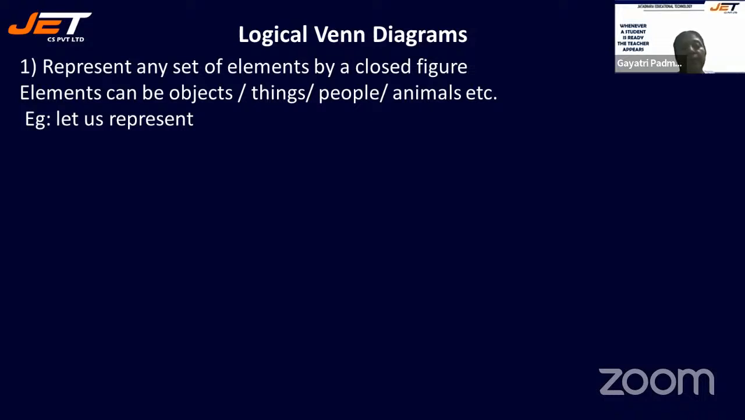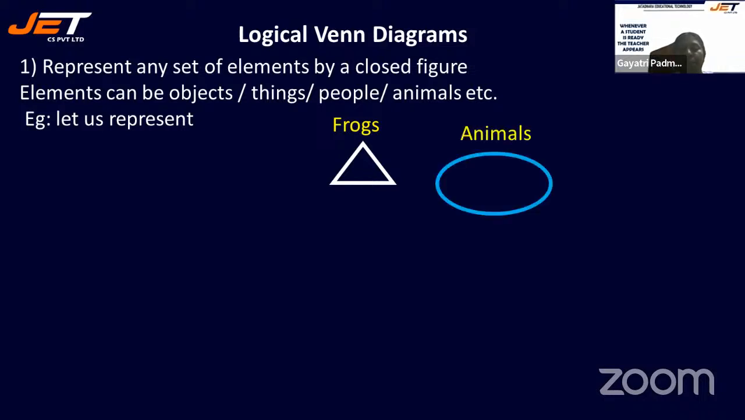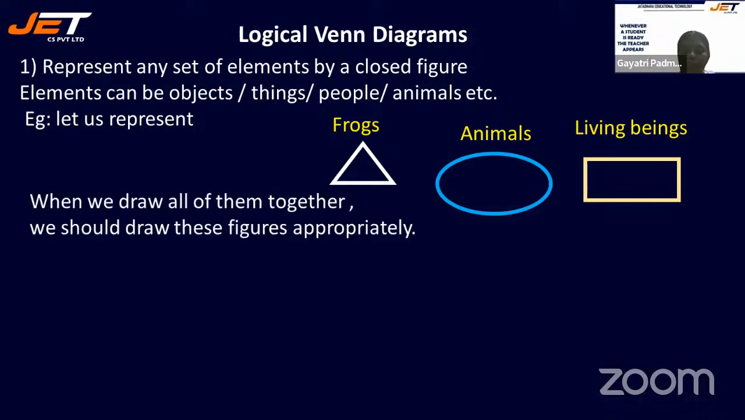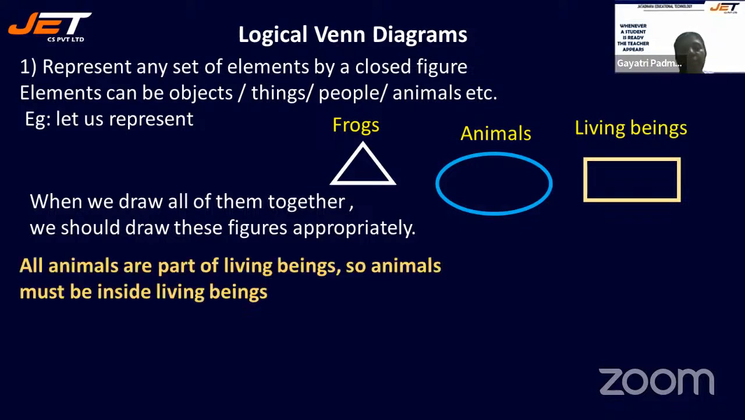Right? So now, for example, let us represent the frogs by a triangle and animals by drawing an oval. Living beings by drawing a rectangle. So when we draw all of them together, we should draw these figures appropriately. Right? So all animals are part of living beings. So animals must be inside living beings.